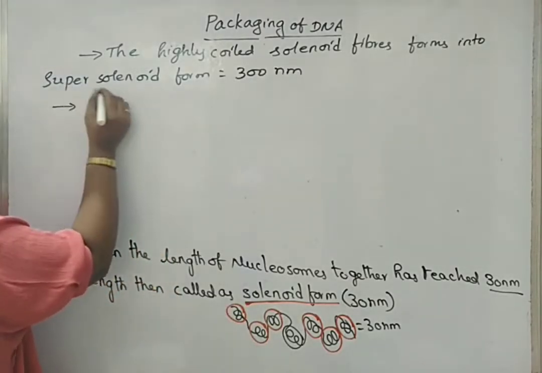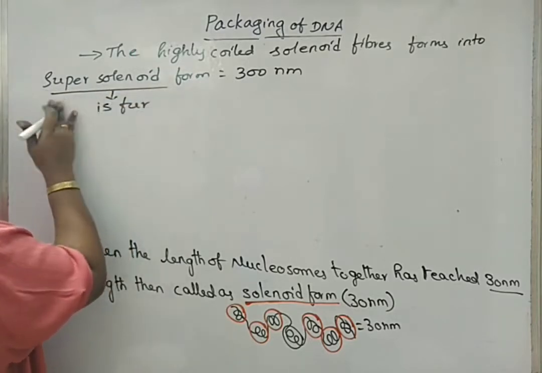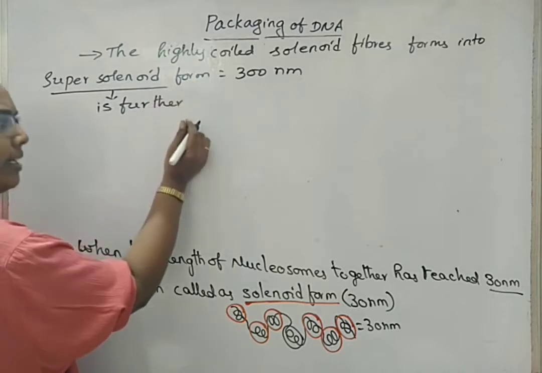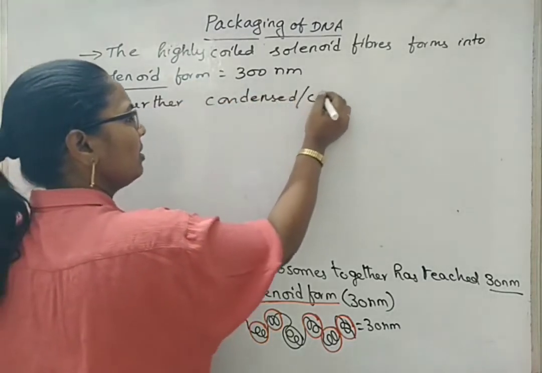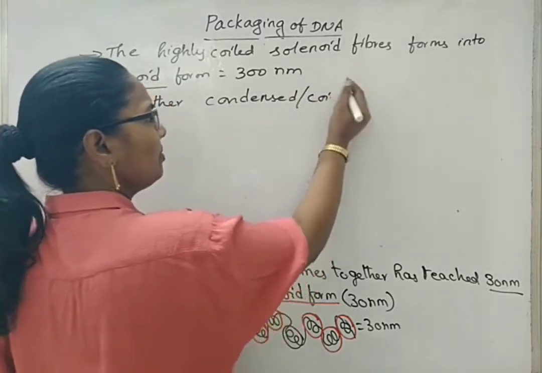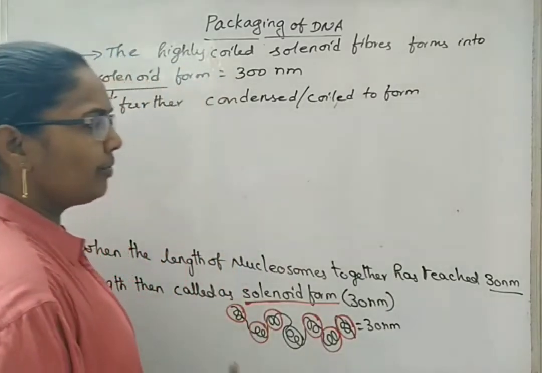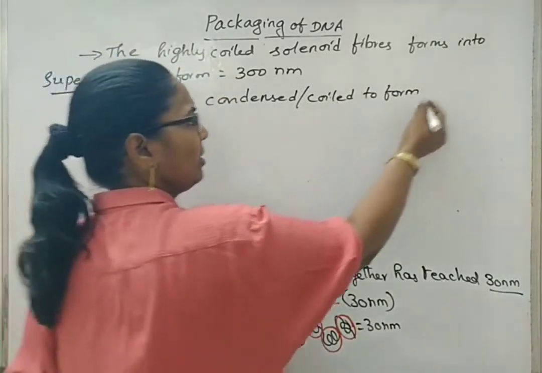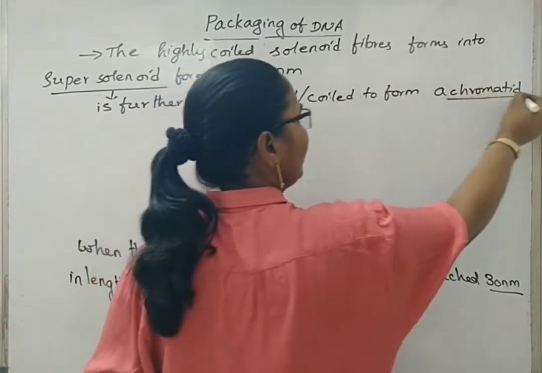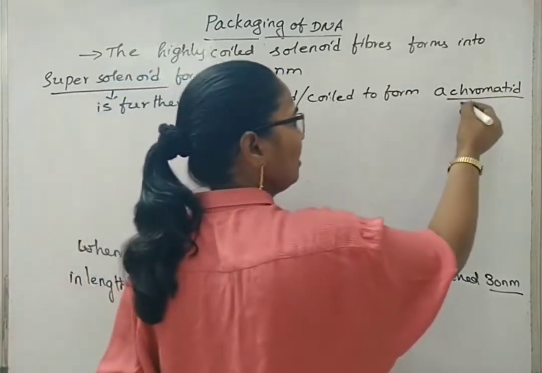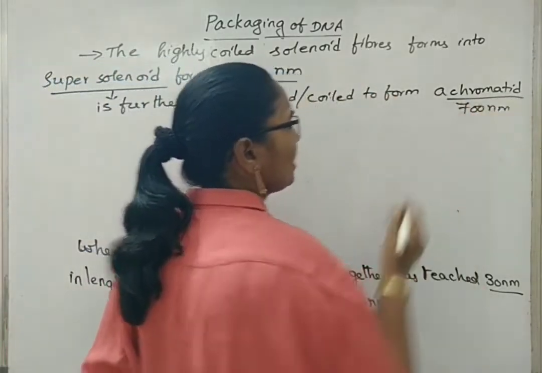Now this super solenoid form is further condensed or coiled to form a new structure again in which the length and the term changes. A chromatid. Chromatid is having how many nanometers of length? It has reached from 300 nanometers to 700 nanometers of length.